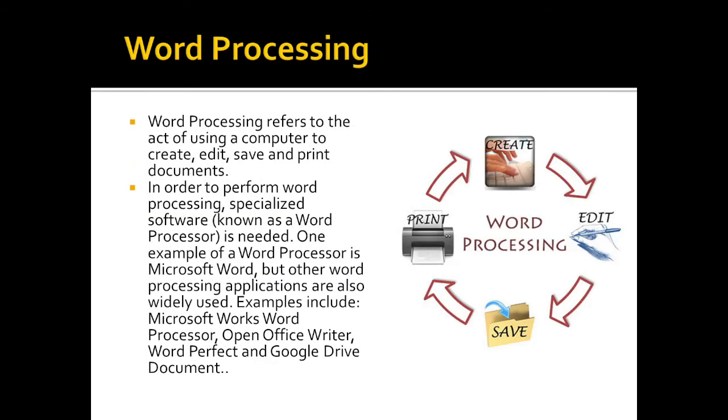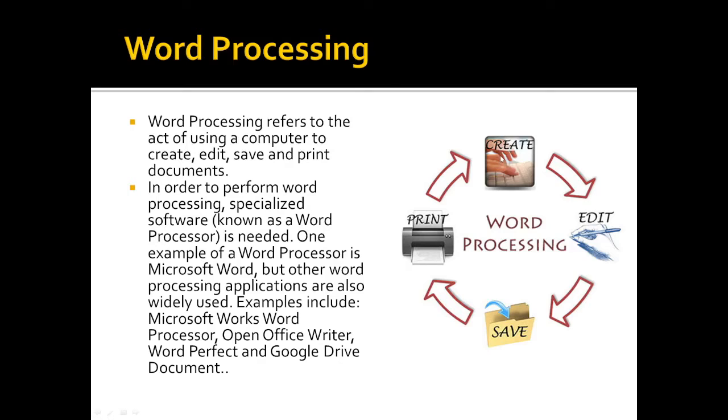Word processing. Word processing refers to the act of using a computer to create, edit, save, and print documents. So we create. After we create, maybe we can make some changes. Then we save the document. Later on, we can open the document and print the document. And the printed output sometimes can be used in creating another document.